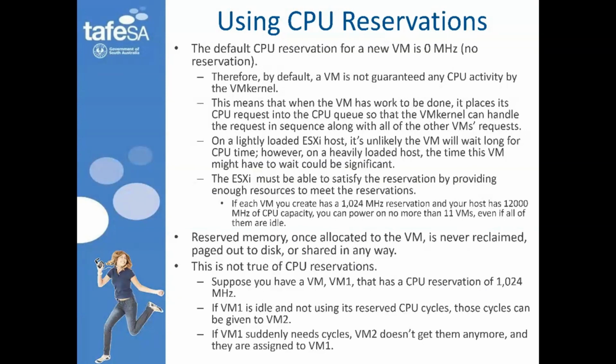Suppose VM1 has a CPU reservation of 1 gigahertz. If VM1 is idle, then the reserved CPU cycles can be given to another VM, because if you're not using them, they're going to be wasted. So they can be used by other VMs at that point in time. If VM1 suddenly needs the cycles, then VM2 doesn't get any more, and because they're reserved, they're given back to VM1.